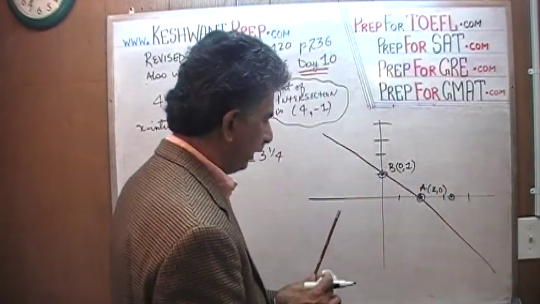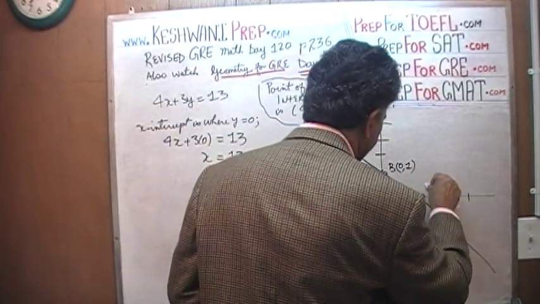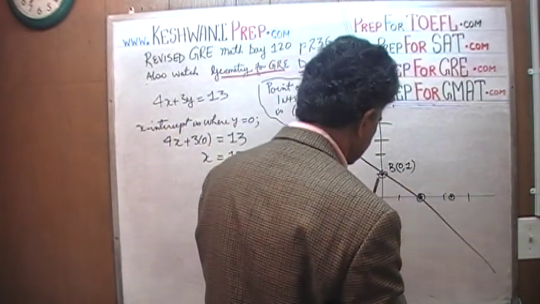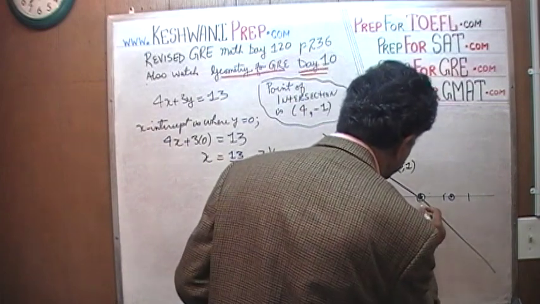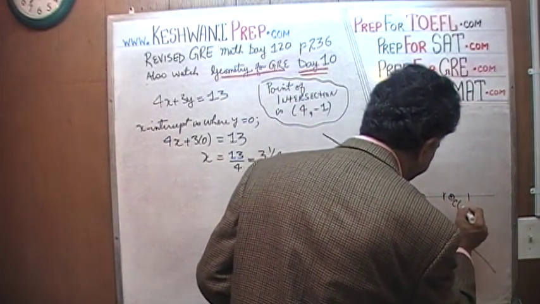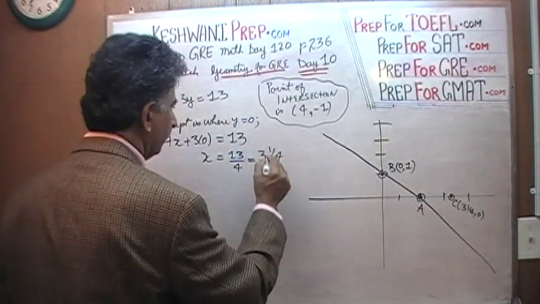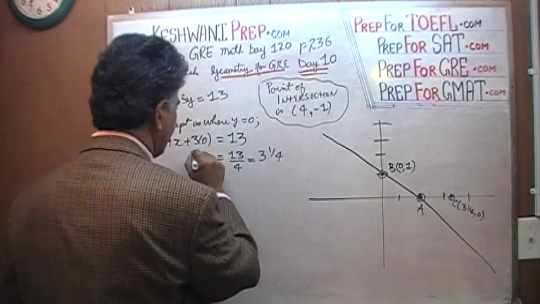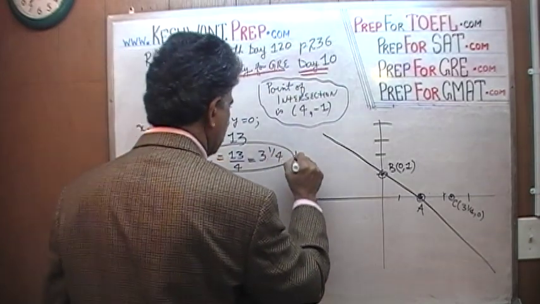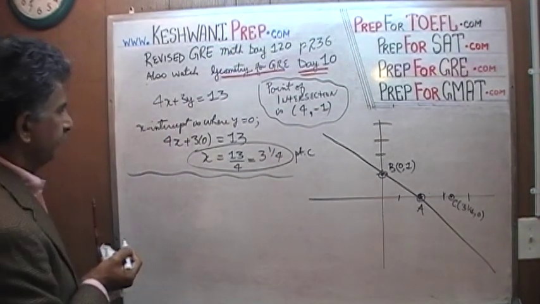It's getting a little crowded, so I'm going to move this notation here. This is your point A. 3 1/4, let's call it point C. X is 3 1/4 and y is 0. Let's call this one point C. We're done with that part.